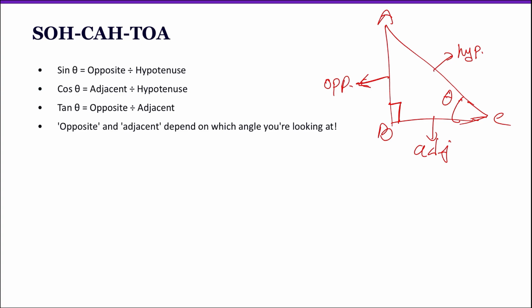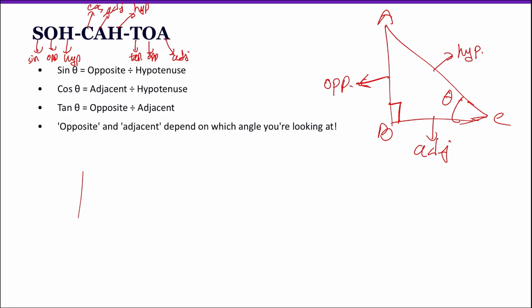And then we define the trigonometric functions as such. Sine of theta is opposite over hypotenuse. So that's where our SO comes from. Sine, opposite, hypotenuse. Cosine is CAH: cos, adjacent, hypotenuse. And TOA is tan, opposite, adjacent. So then we get SOHCAHTOA.